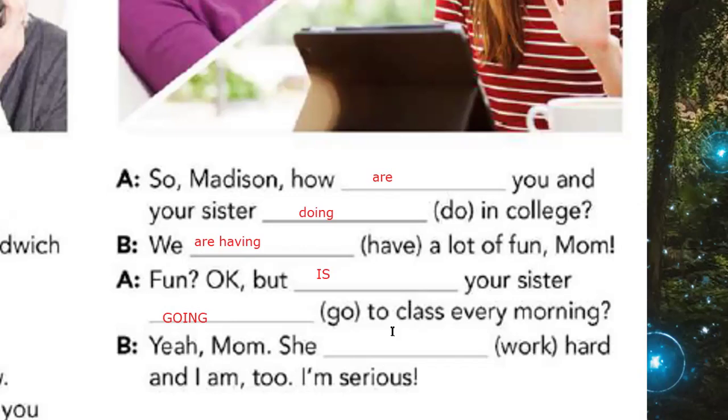Yeah, Mom. She's working hard, and I am too. I'm serious. Okay. She's very good, excellent. You use she's: she's working hard, and I am too. I'm serious. Okay, that's what we have.